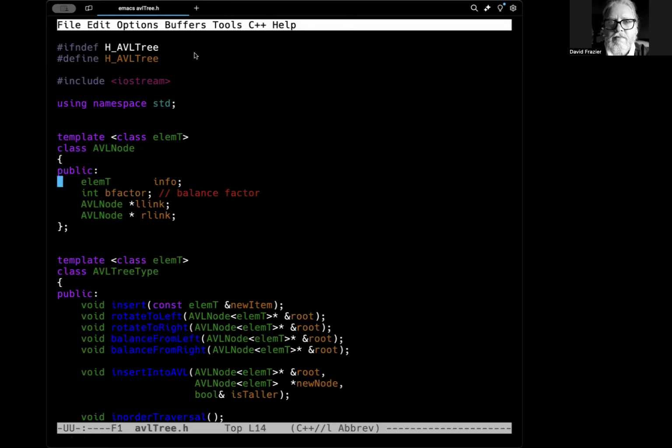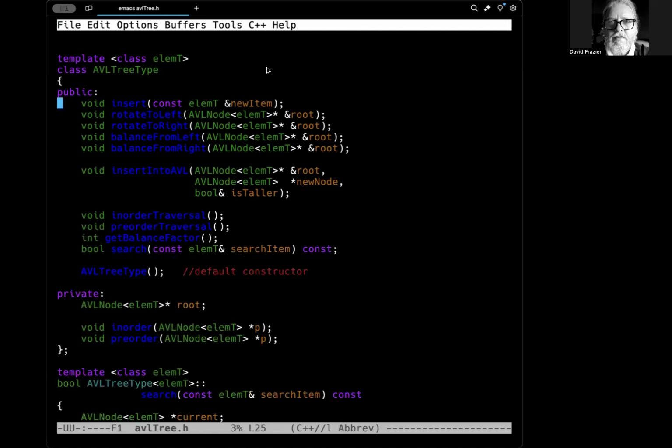Okay. So we basically have the info, we have this balance factor we've introduced, and we have the links to the left and the right of the subtrees, which is all pretty basic, what we've seen before. And then we're going to have the following functions. We're going to have an insert. The insert's going to be different. We have a rotate to left, a rotate to right. We have the balance from left and the balance from right, which are going to be used for those left-right and right-left transformations. We then have, in addition to our normal insert, the insert into AVL. Okay, we're going to use that.